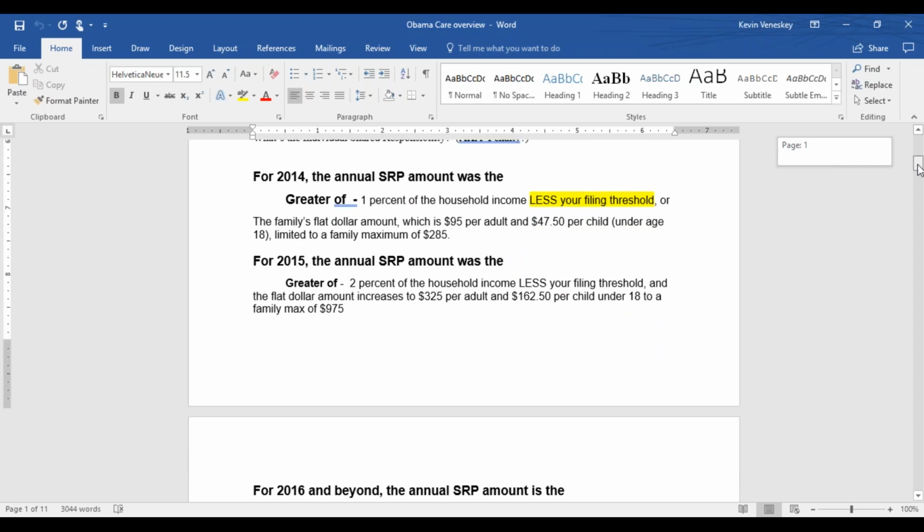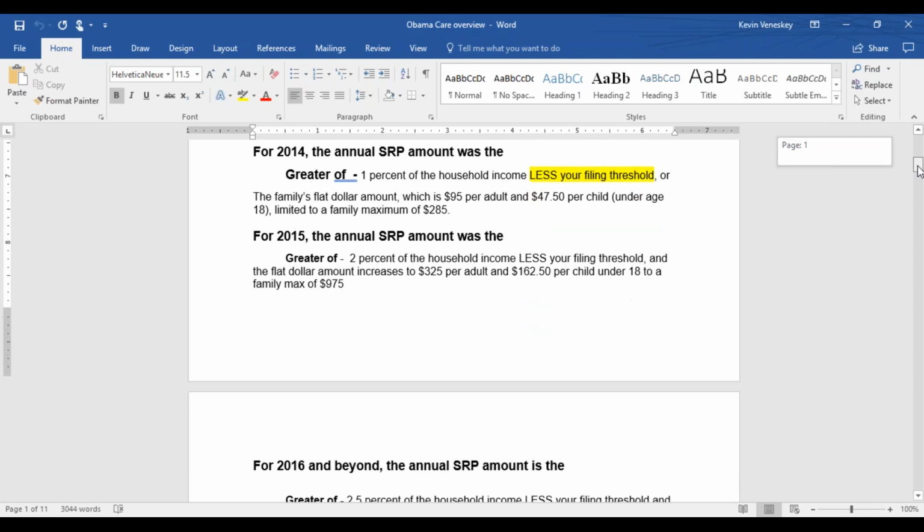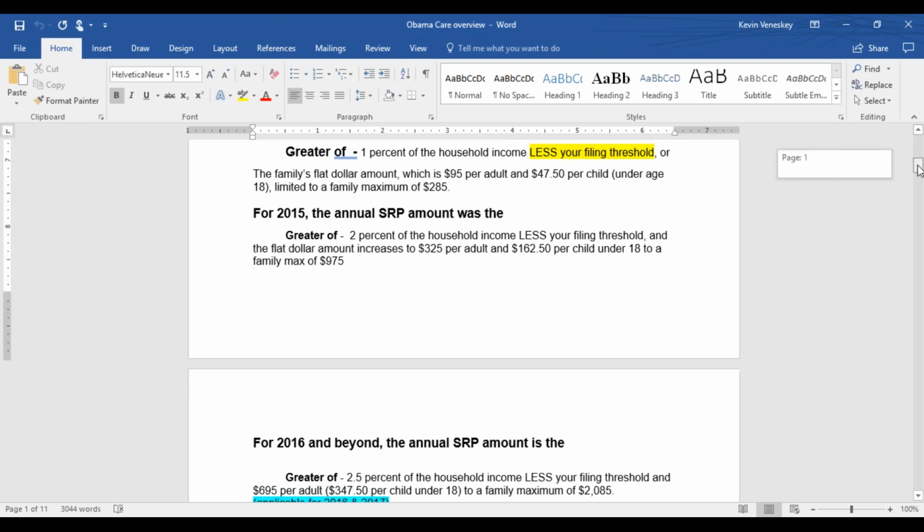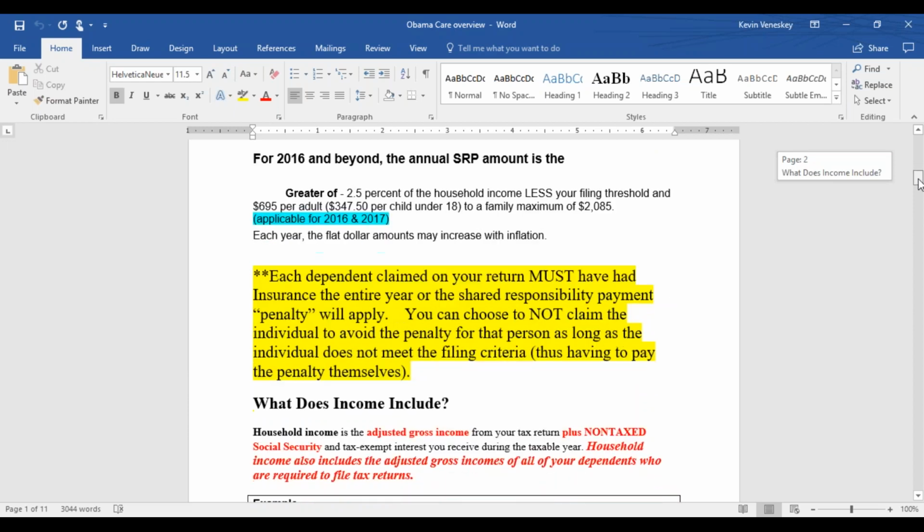I left these first 2 years on here just to give you an idea how the increase has continually gone up. Back in 2014, the family maximum was only $285, which sounds like a lot, but when you compare it to 2015 and then 2016, it's not much at all. Notice how much it jumped in the year 2015 as they were beginning to phase it in, from $285 up to $975 max, and now for 2016 and beyond, so including the 2017 year, the max is $2,085.